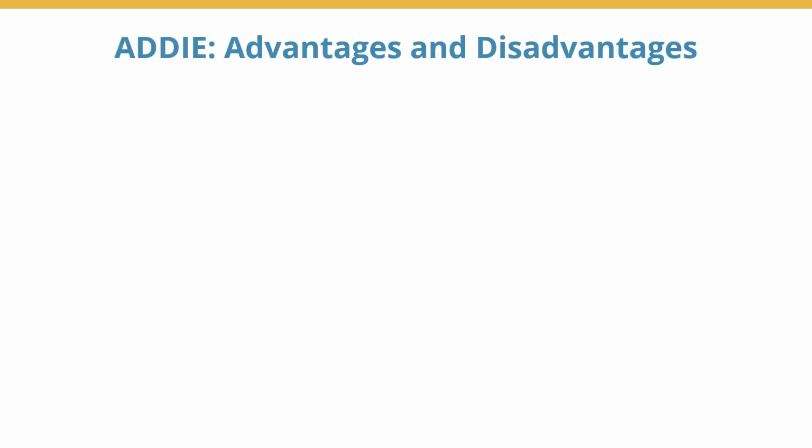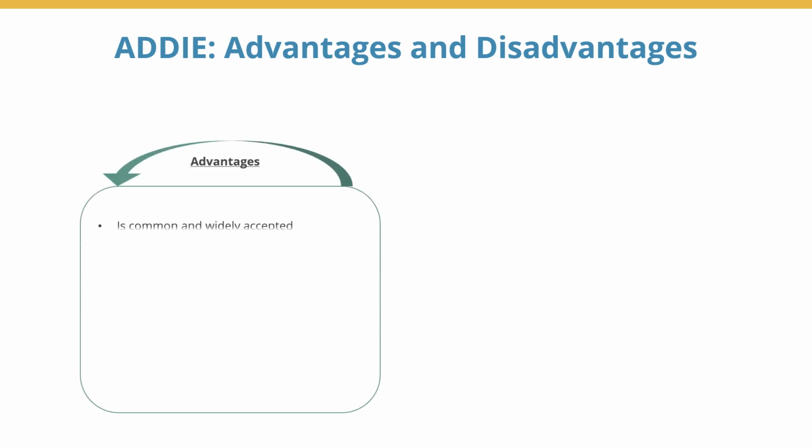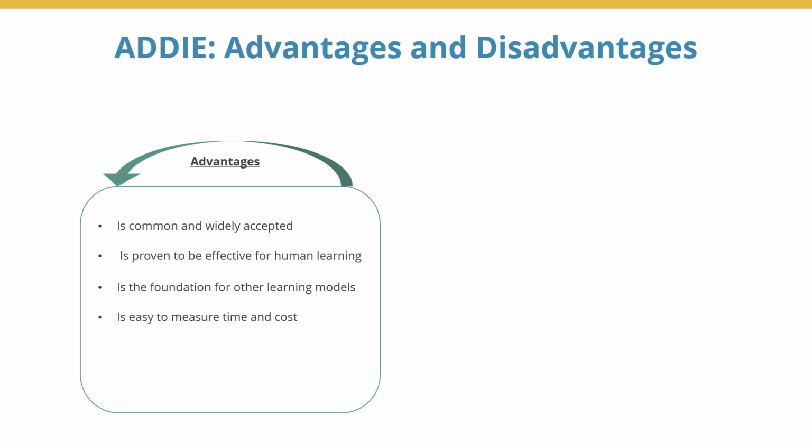Let's look at some advantages and disadvantages of ADDIE. Advantages. ADDIE is a commonly used and widely accepted model. It's proven to be effective for human learning. It is the foundation for other learning models. Time and cost can be easily measured in this model.